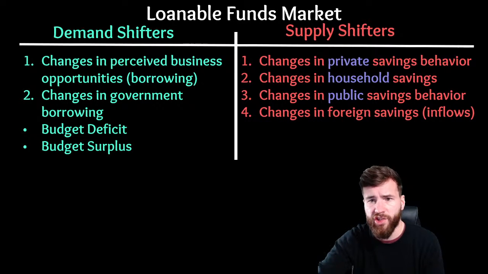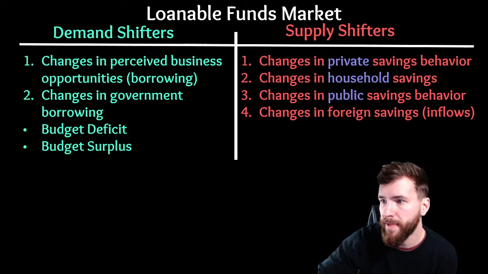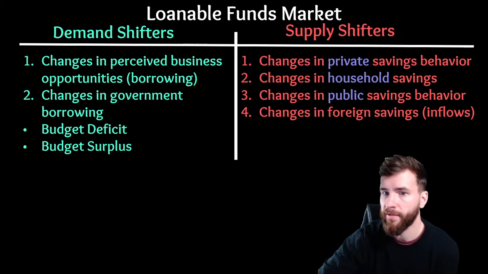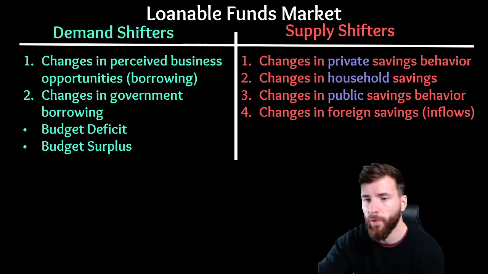And the last one is any change in foreign savings, or inflows. We're going to talk more about that in Unit 5, but that basically is if money is coming in to banks from other countries, more money in banks, again, more supply for loans.